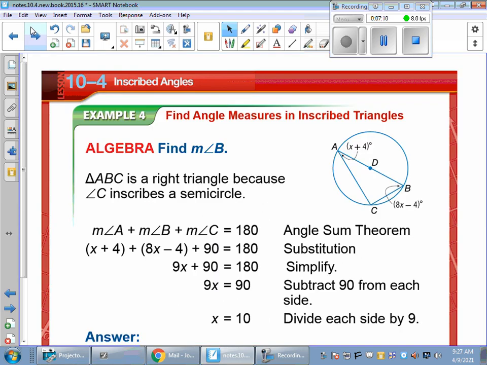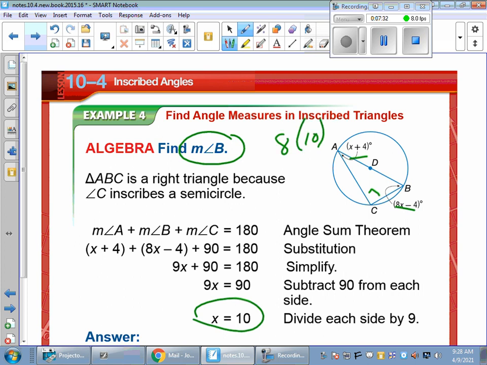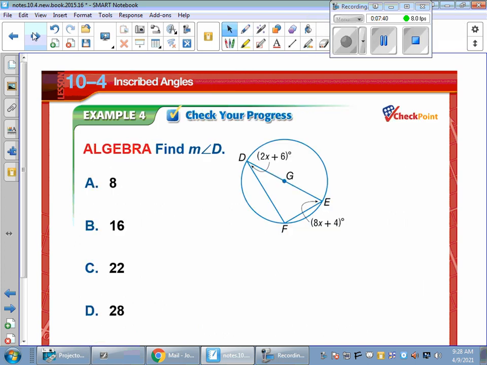And again, they're showing you how to solve this. If I knew that this is 90, then I'm going to set this plus this equal to 90, and I'm not going to go through this entire setup, but it's the same idea. You get that x is 10, but then they ask you ultimately for the measure of angle B. So that is 8 times 10 minus 4. So 80 minus 4, that is 76. That would be your final answer for the measure of angle B.